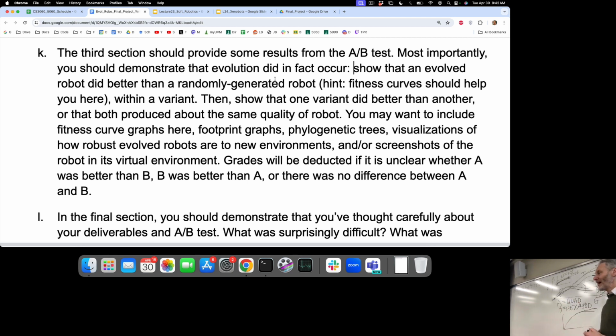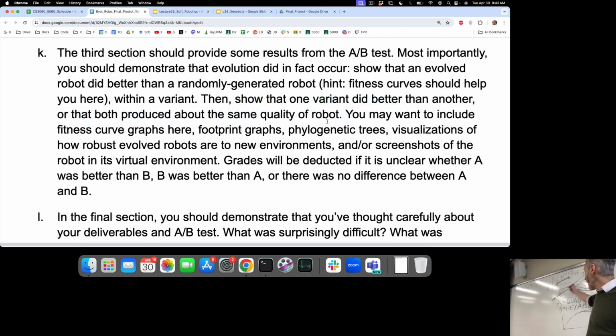So many of you have asked myself and the TA, how many replicates of A and B, or how many runs of A and B do I need to do? Our answer is always, we don't know. It depends on what your final project is. Okay, so that's the first thing we're looking for in your results. Then we want to see, did one variant do better than another, or did both produce about the same quality of robot or same quality of behavior?